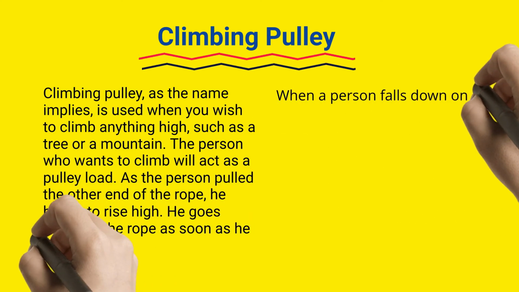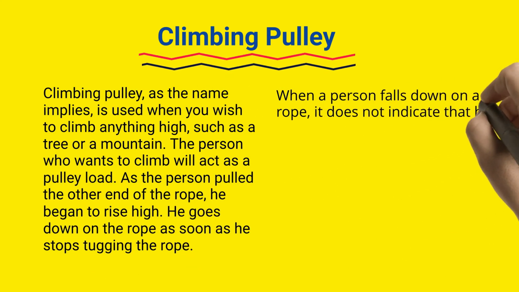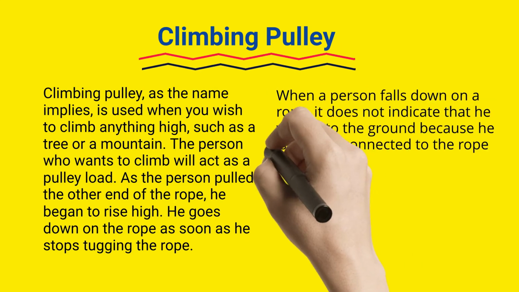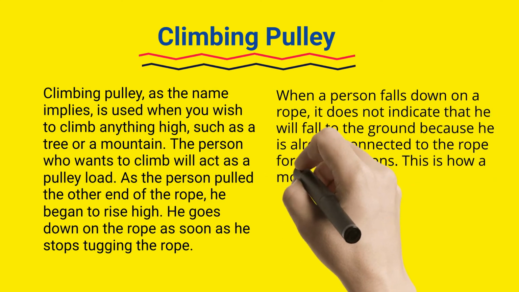When a person falls down on a rope, it does not indicate that he will fall to the ground because he is already connected to the rope for safety reasons. This is how a movable pulley makes climbing high simpler.